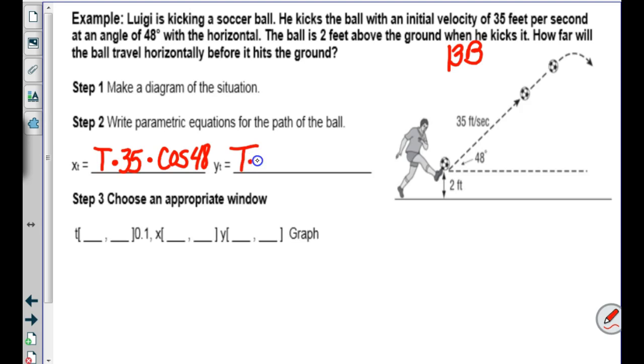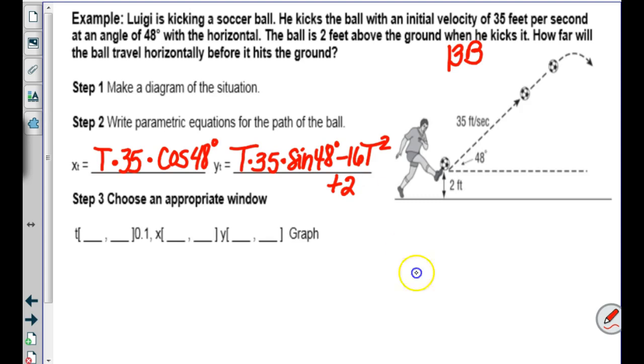V sub 0, 35 times sine of 48. Yes, as long as we're in feet, it just stays 16t squared. Plus 2. Where is Tristan getting plus 2? Initial height. Good job.